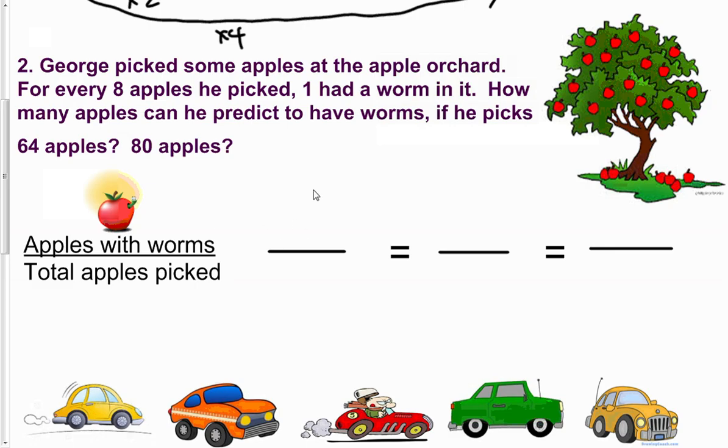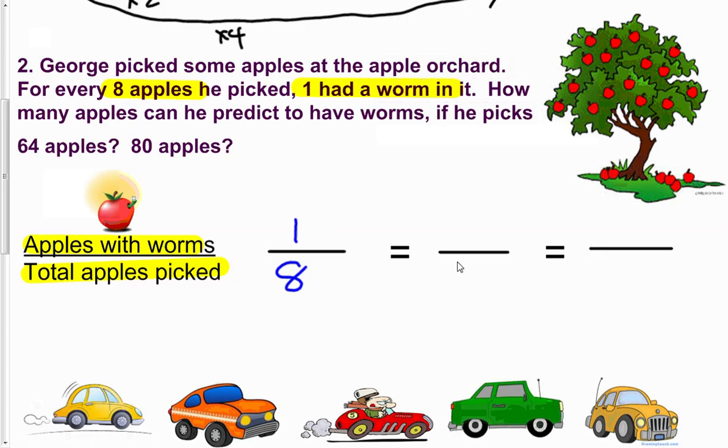So we're going to set up this probability, this fraction. The numerator is going to be how many apples had worms, and the bottom is going to be the total apples that he picked. So let's go ahead and take a look, and I'm going to actually highlight the important information. We want to highlight the apples with worms. I know that 1 had a worm for every 8 apples that he picked. So let's fill that in. 1 wormy apple for every 8 apples that he picked. So basically, in his experiment, 1 out of 8 apples had a worm in it.